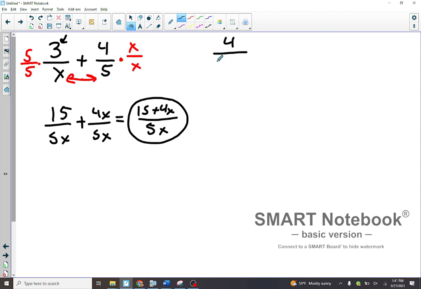4 over 3x squared plus 6x, minus 2x over... 3. No. Over, say, 9.